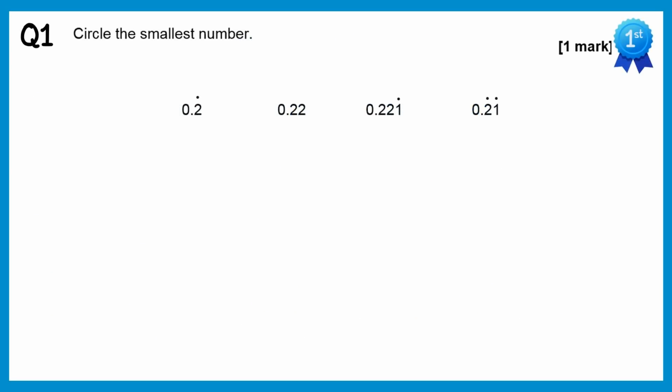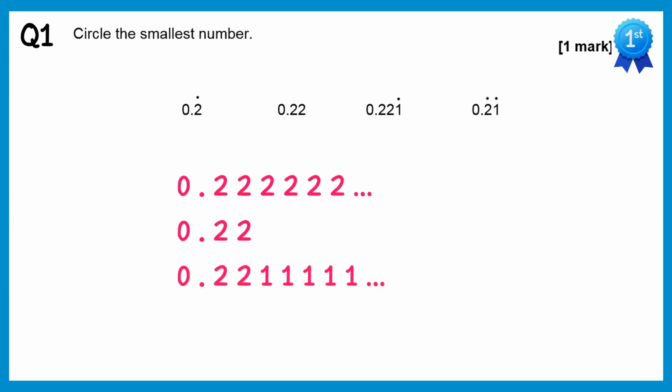For this question, the easiest way to do it is write out the numbers in full decimal form. So the first one is 0.2 recurring, that's 0.222222, and so on. The next one is just 0.22. The next one is 0.22, but then the 1 recurs, so it's 0.2211111, and so on. The last one is 0.21 recurring, so both the 2 and the 1 recur, so 0.212121, and so on. To find out which of these is the smallest, we look down the columns.